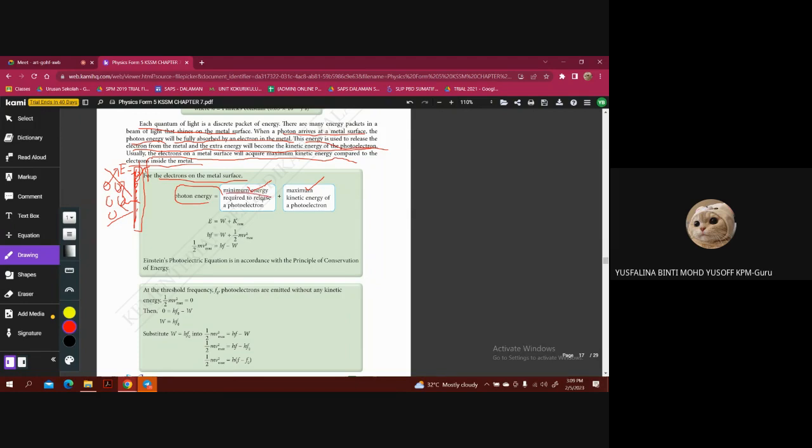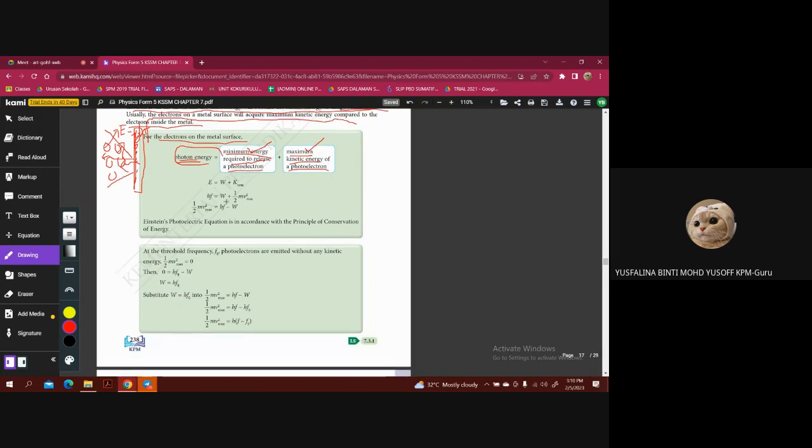So the minimum energy required to release a photoelectron, plus the maximum kinetic energy of the photoelectrons. Remember, the extra energy given by the photon turns into the kinetic energy for the photoelectrons to move out. Of course they have to move, and when they move they need energy. If you add these two, you get the total photon energy applied to the surface. This is W. W means work, and work is also in joules. And this is the kinetic energy.